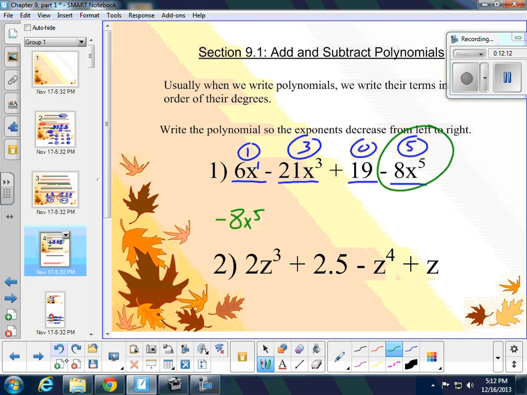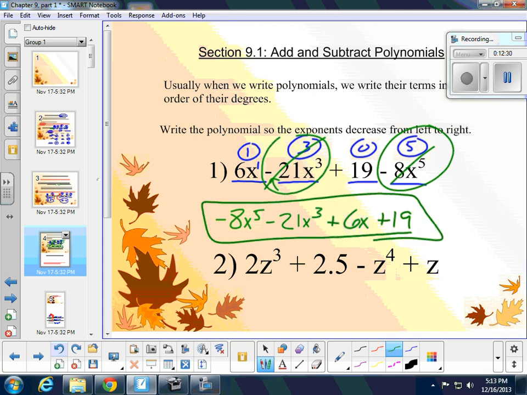What I like to do after I've written them is cross it off and go on to the next one. Well, now I've got minus 21x to the third. Again, that subtraction sign has to stay in front of it. So minus 21x to the third. And then I've got plus 6x and then plus 19. So there's my polynomial written now in decreasing degree order, or decreasing in exponents from left to right, either one. Both mean the same kind of thing.